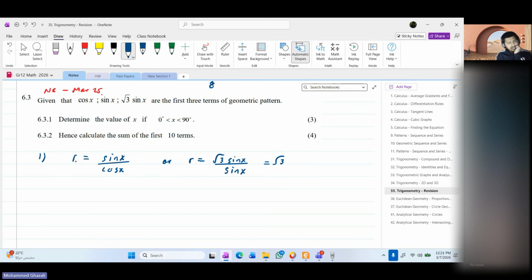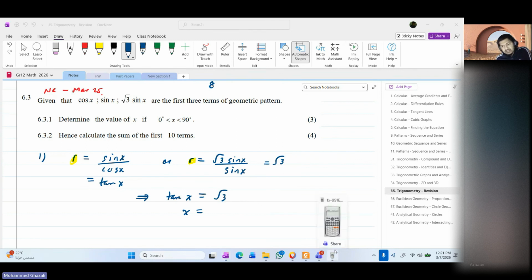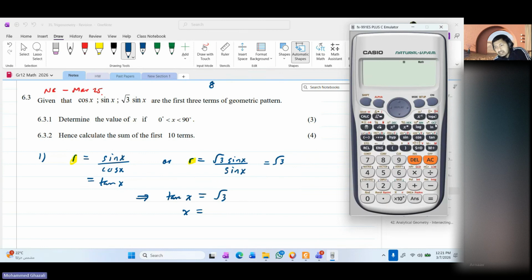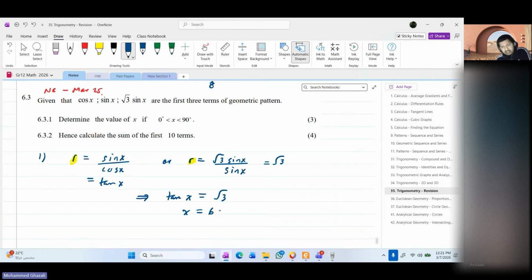But now, remember this ratio gave us tan x, right? And this ratio gave us root 3. So you can equate both because remember, both the ratios must be the same. So this implies tan x is equal to root 3. And now solve for x. Isn't tan of 60 root 3? Yeah, it's a special angle. Tan 60 is root 3. Yeah, so x is equal to 60 degrees. There it is. Determine the value of x between 0 and 90. There's x is equal to 60.